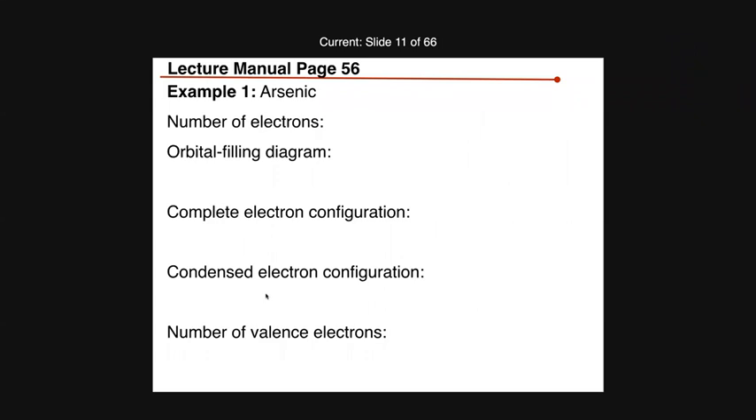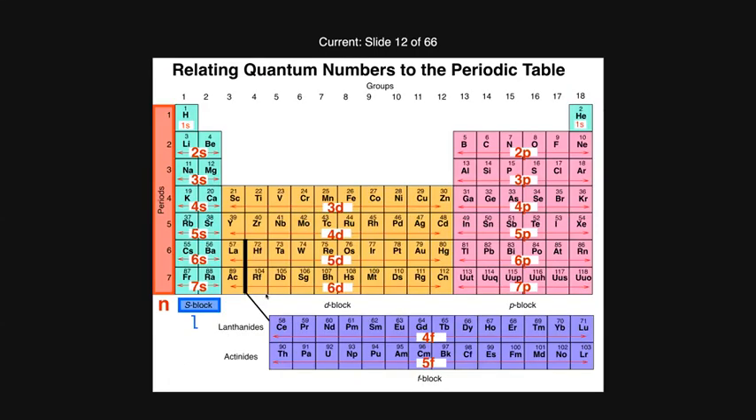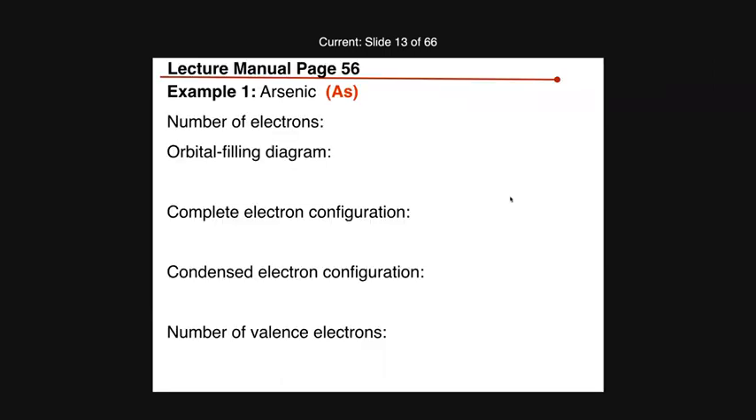I would like to write the orbital filling diagram for arsenic. We're also going to do the complete electron configuration and the condensed electron configuration. And finally, we're going to look at the valence electrons and what that means exactly. So arsenic. First, because we're given the element name, we need to find out the chemical symbol for arsenic. That's what we're going to take a look at. This AR is not arsenic, this is argon. Arsenic would be As. So in this case, the chemical symbol for this would be As.